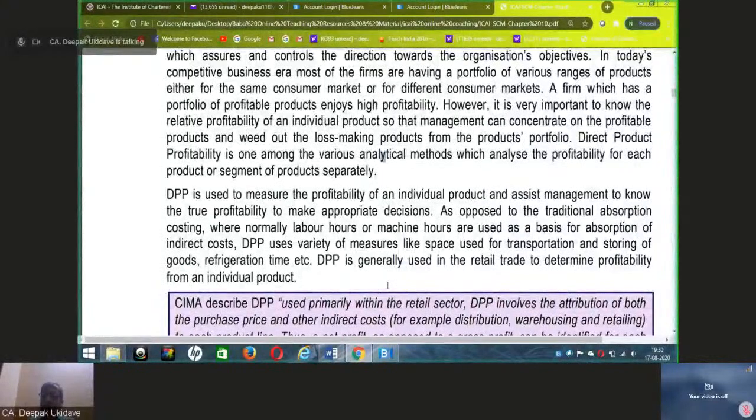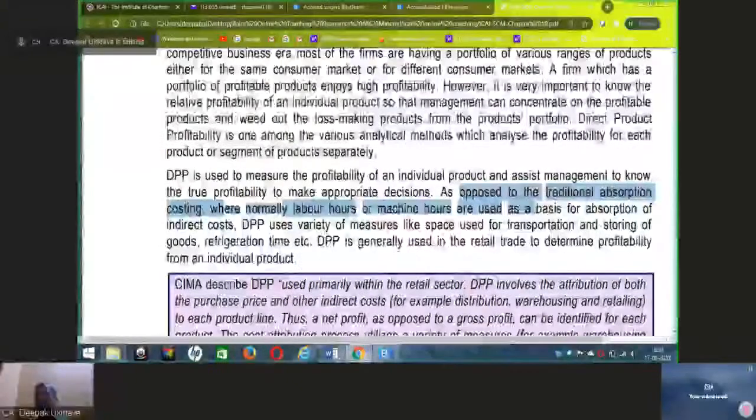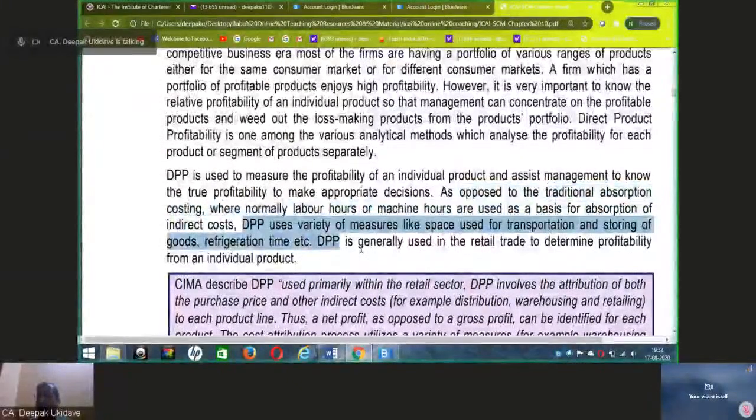DPP is generally used in retail trade. That is what I was telling you. Direct product profitability as a technique is used generally in retail trade to determine profitability of the individual product. So it is generally used in retail trade. That is direct product profitability. We will understand the benefits of direct product profitability.